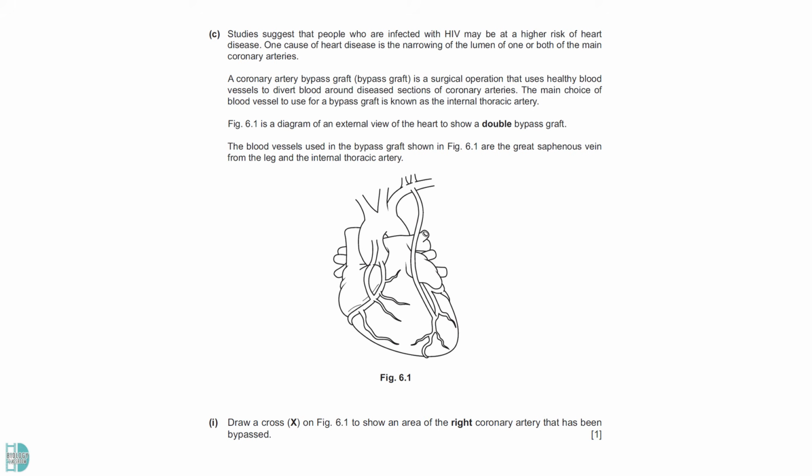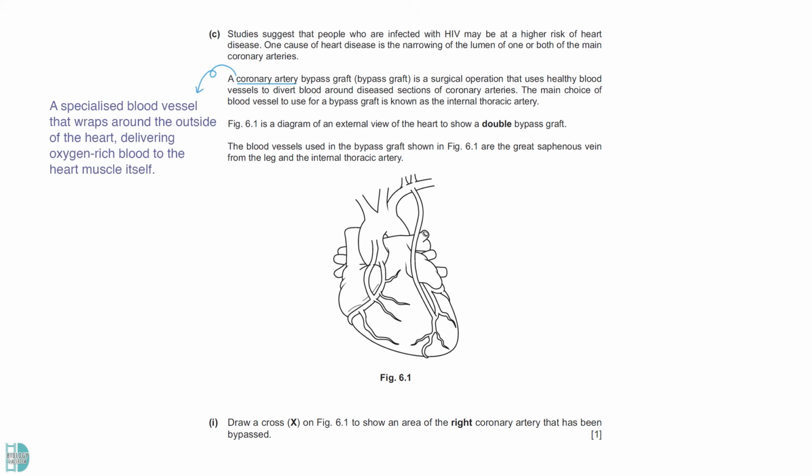You are asked to show an area of the right coronary artery that has been bypassed. The coronary artery is a specialized blood vessel that wraps around the outside of the heart, delivering oxygen-rich blood to the heart muscle itself. I have highlighted them in red.